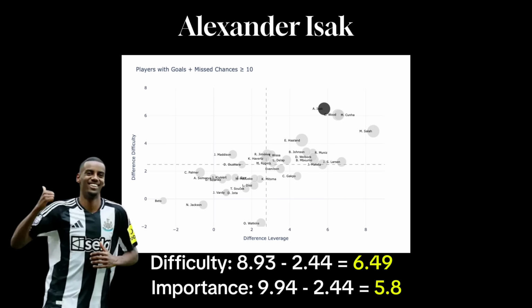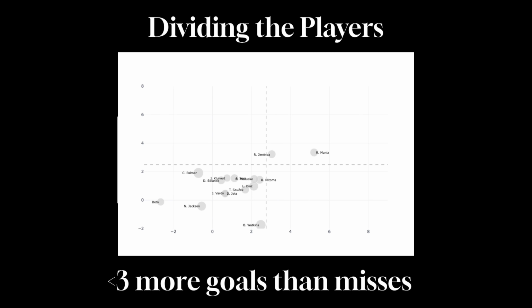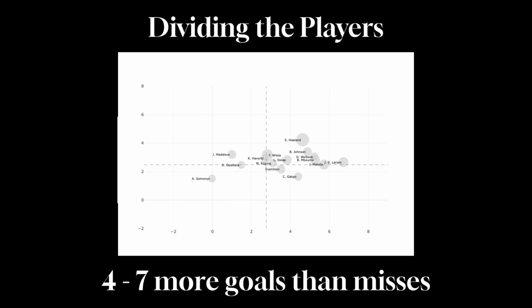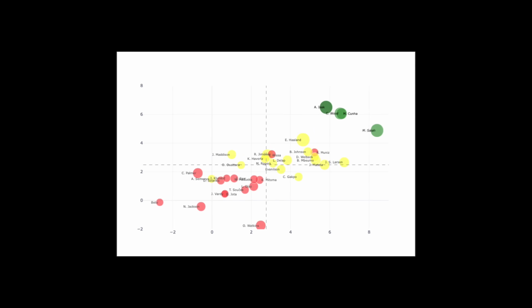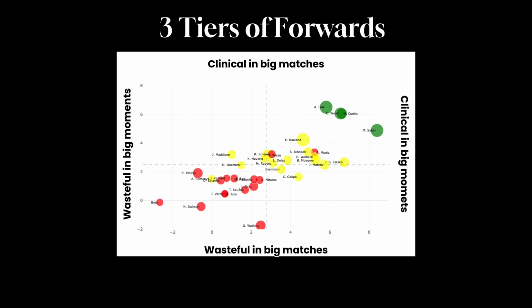There's too many players here. The first thing to do is divide it into smaller groups. One way to divide it is by the difference between your goals and your missed chances. I split the data into 3 groups. Players who had scored at most 3 more goals than chances they missed, players who had between 4 and 7, and everybody else with more than that. We've effectively created 3 tiers of forwards here. How clutch each of those forwards are within their tier is what you see in the diagram.